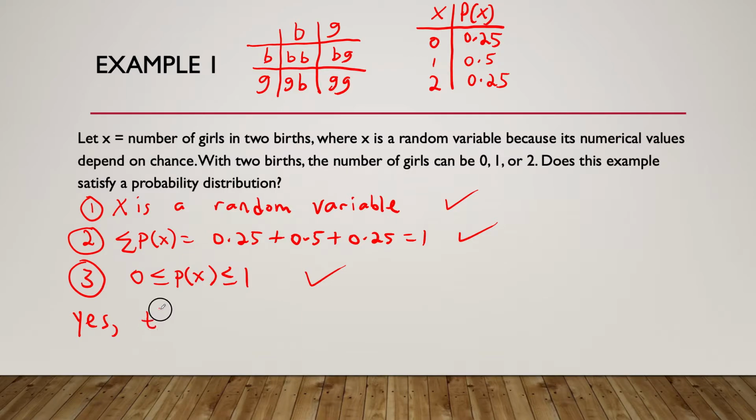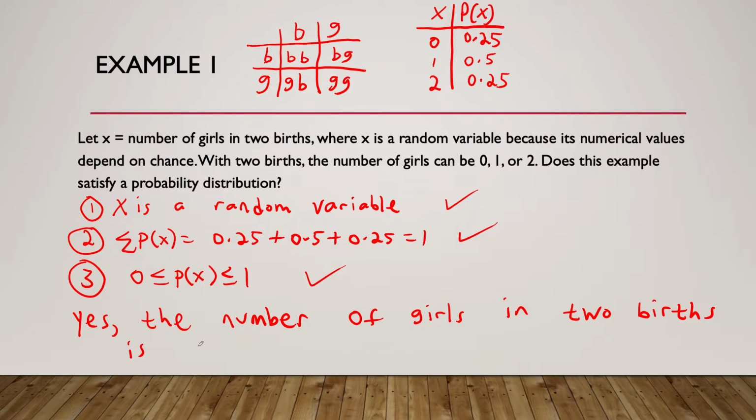Yes, the number of girls in 2 births is a probability distribution, based upon what we've seen about probability distributions so far in this section.